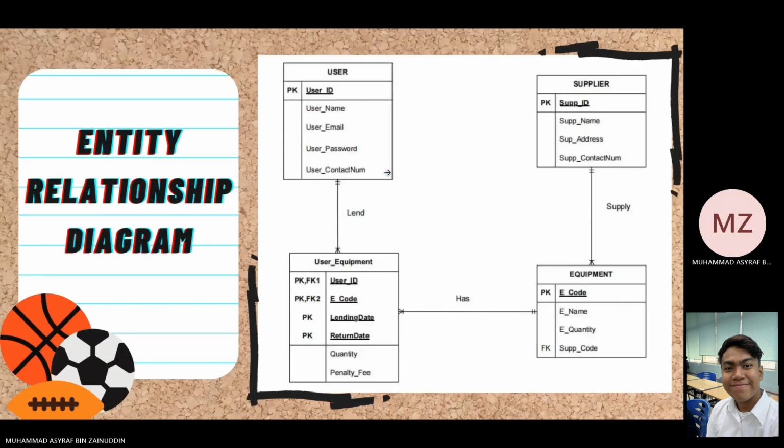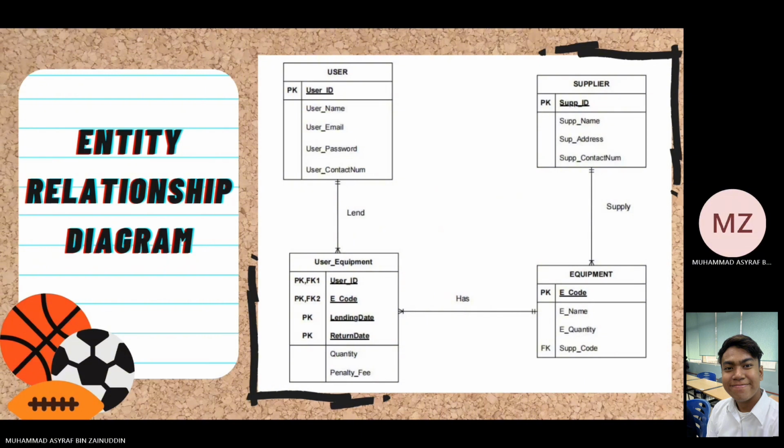To visually represent these business rules, we have created an entity relationship diagram. On the diagram, you will see entities such as user, equipment, supplier, user equipment, and the relationship between them. We choose user ID, supplier ID, equipment code, lending date, and return date as a primary key because, as we know, the characteristic of a primary key include being not null and unique. So these attributes have no redundancy.